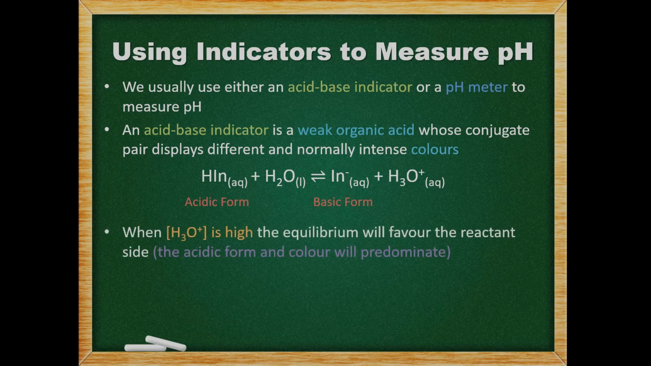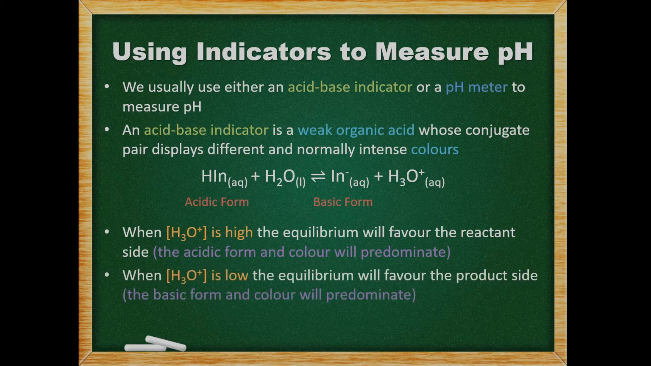As the concentration of hydronium goes up, the equilibrium will shift to the left and more of the acidic form will exist in the solution. This means that the color of the acidic form will predominate. If the hydronium concentration was to go down, like if we added a base, then the equilibrium would shift right, making more of the basic form of the indicator. Then the basic form's color would predominate.